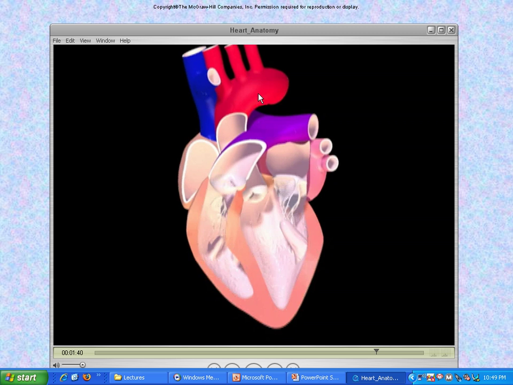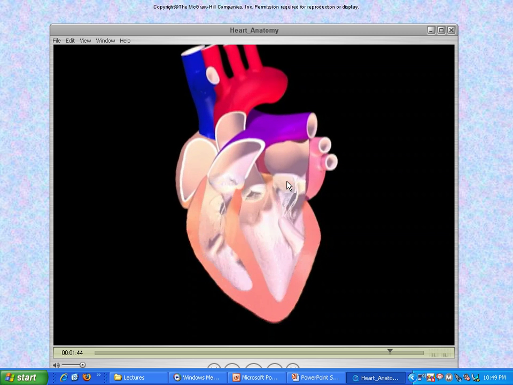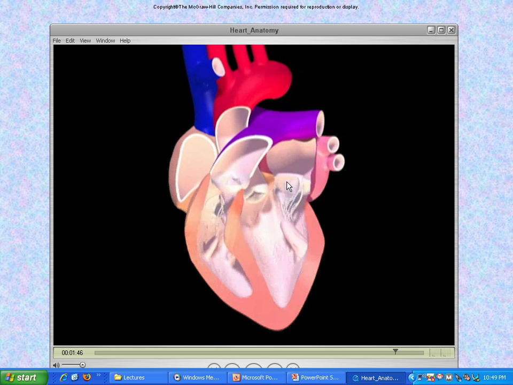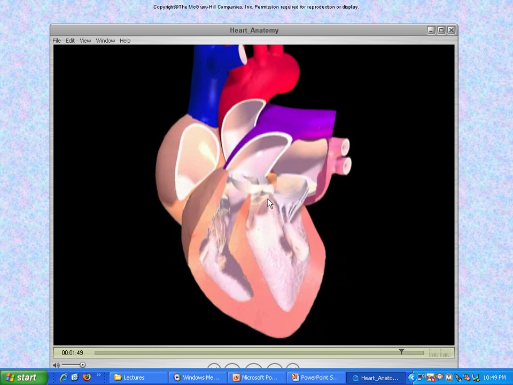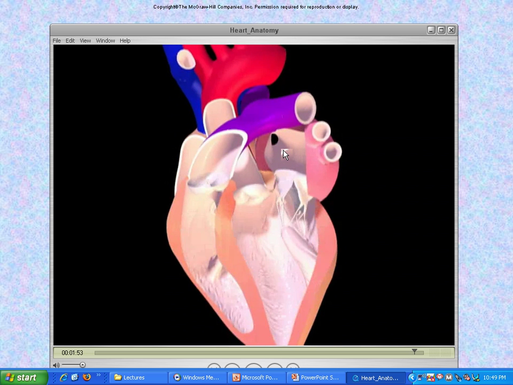And here during this action you can see the activity of the different valves and how they're going to open at distinct times. Notice the AV valves open at the same time, and then the semilunar valves open at the same time after that. It goes back and forth, back and forth, back and forth.